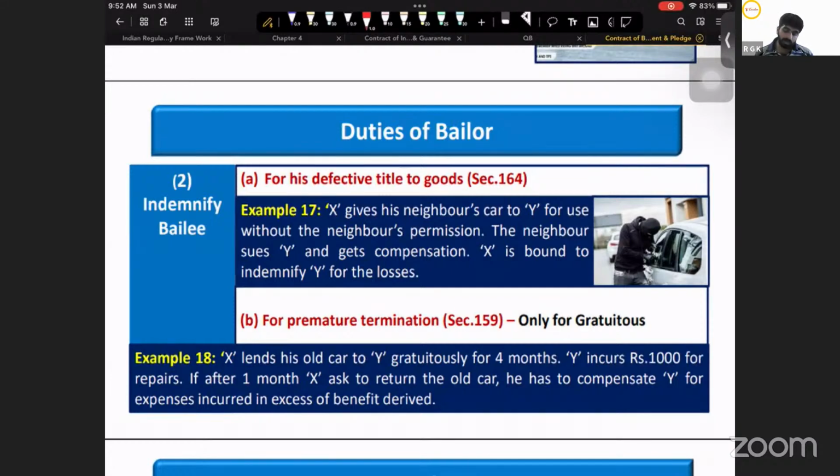X gives his neighbor's car to Y for use without the neighbor's permission. The neighbor sues Y and gets compensation. Now, X is bound to indemnify Y for the loss because X was not the owner of the goods. Still, without taking the permission of his neighbor, he bailed out the goods, because of which Y suffered the loss. Now, X has to compensate Y.